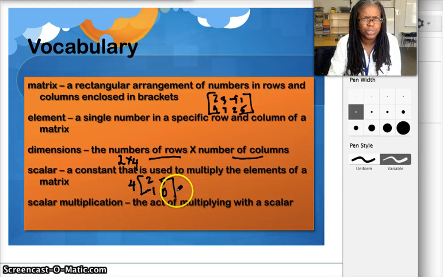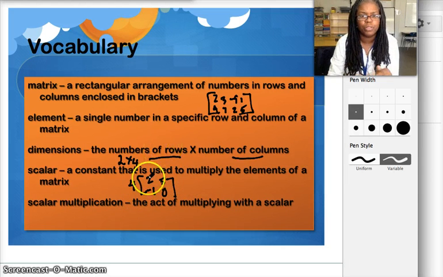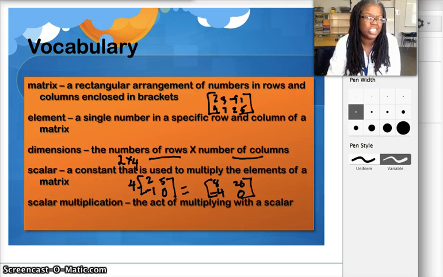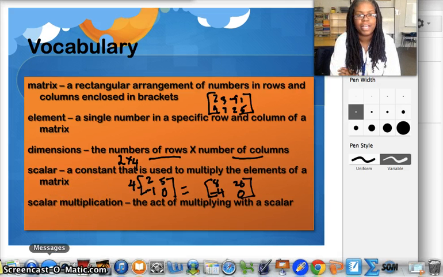In a way we're using kind of a distributive property. 4 would have to be multiplied with each element within the matrix. So the resulting matrix if I multiply it with 4 is going to be 4 times 2, which is 8, 4 times -1, which is -4, 4 times 5, 20, and 4 times 0 is 0. Scalar multiplication is just what you saw me do. It's the act of multiplying with a scalar.